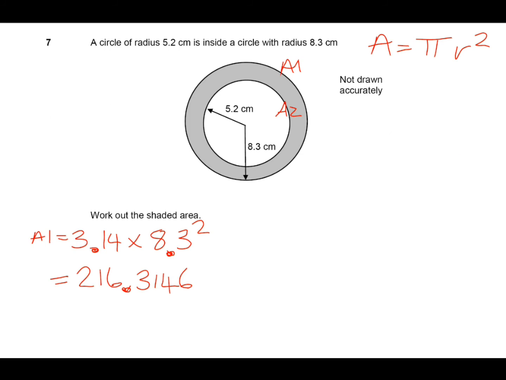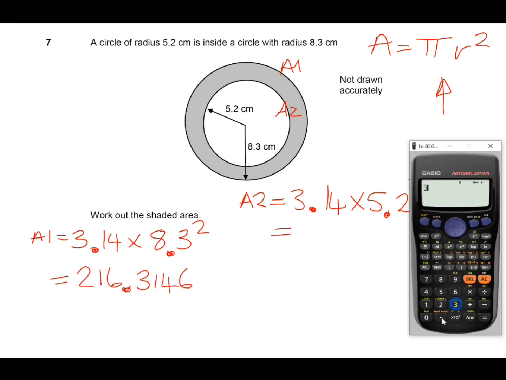Let's do the same for the area of the second circle. So the area for circle 2, which is the smaller circle on the inside. We know pi is 3.14, and we're going to multiply it by the radius of this smaller circle, which is 5.2. And don't forget, we need to square it. That's our formula. So put this in your calculator again.